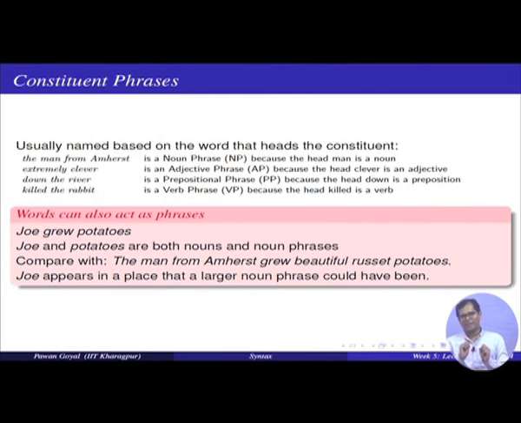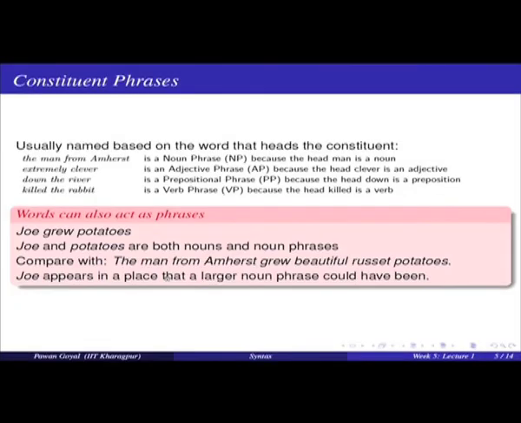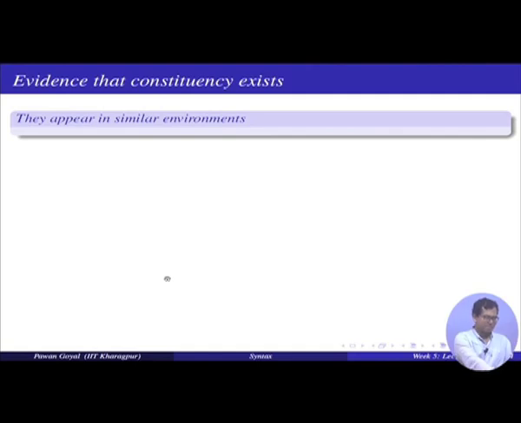Now this gives a very nice idea about the structure of the sentence. In a sentence I have a noun phrase and a verb phrase. The verb phrase contains a verb and a noun phrase. And in a noun phrase you can either put a single word like Joe, or you can put multiple words like the man from Amherst. Similarly, in that noun phrase you can put potatoes or a bigger noun phrase like beautiful russet potatoes. So this gives me a lot of idea about how words are grouped and arranged together.